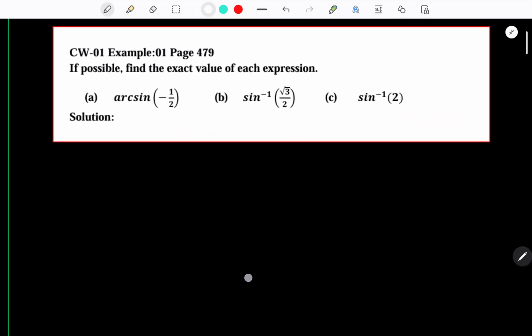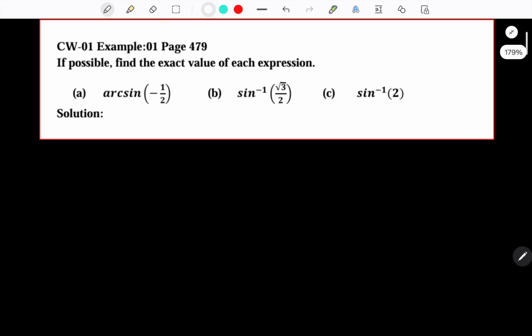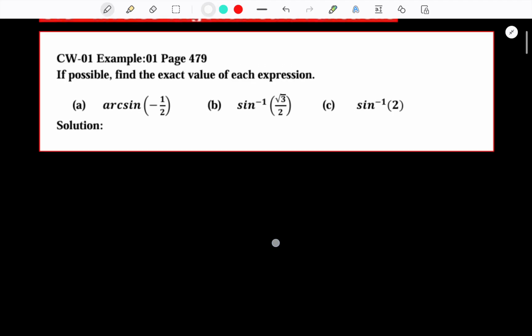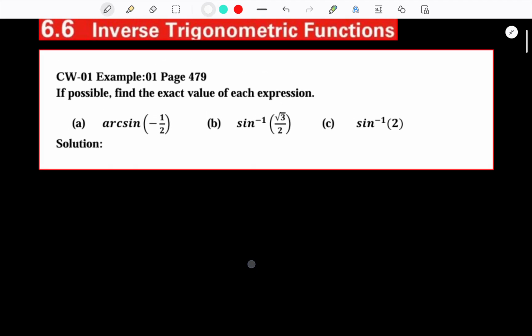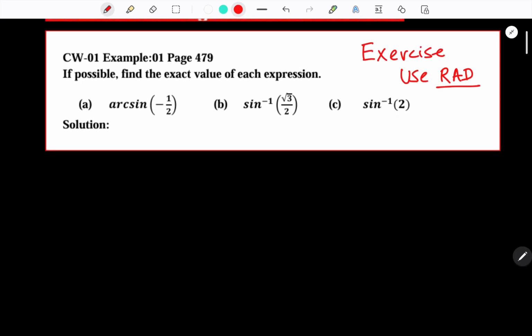One thing I wanted to tell you: in this exercise, the author mostly follows radian mode. There is no criterion that you should give the answer in radians, but in this book, for inverse trigonometric functions, they give the answers in radians. So you also follow this throughout the exercise. Whenever you see inverse trigonometric functions in section 6.6, use radian mode in the calculator. Let's go to the first question.